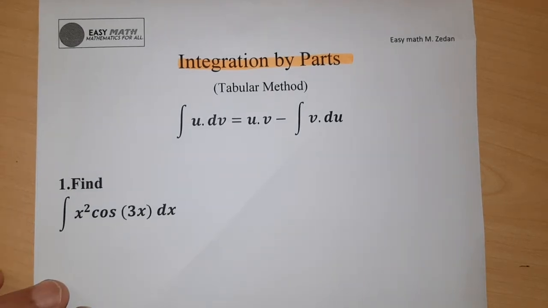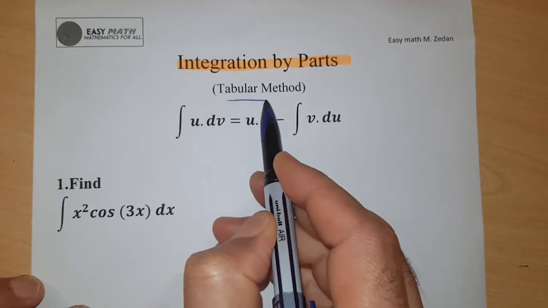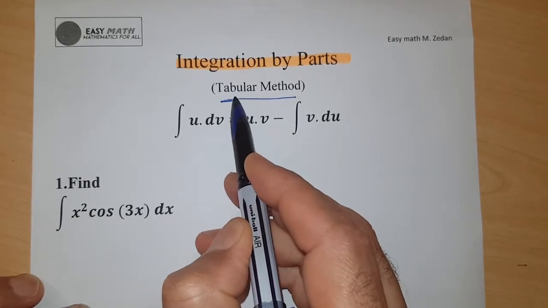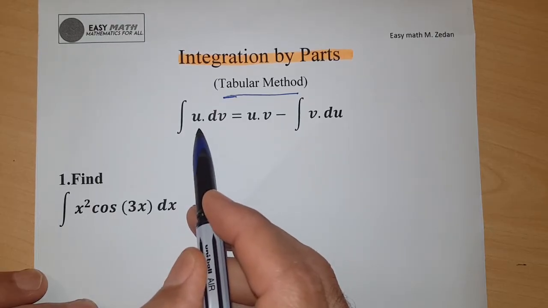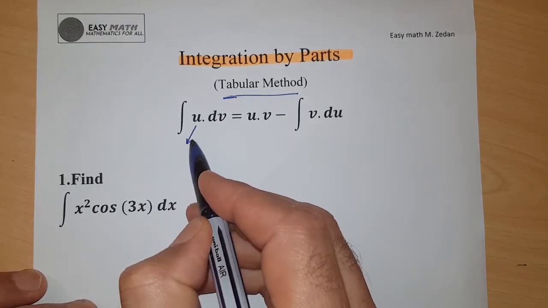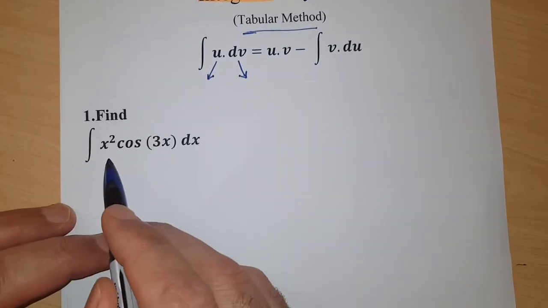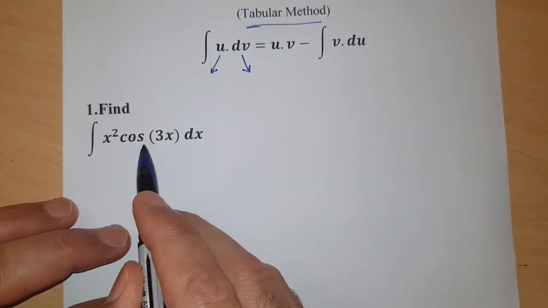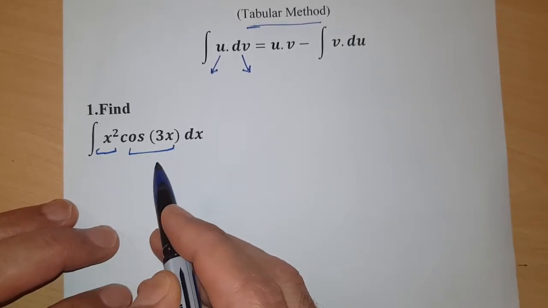Hello everyone. Integration by parts, tabular method. Usually we use integration by parts when you have a product of two different functions. One function we name u, the second function we name dv. Like this function, the integral of x squared cosine 3x. This is a polynomial and this is a trigonometric function.